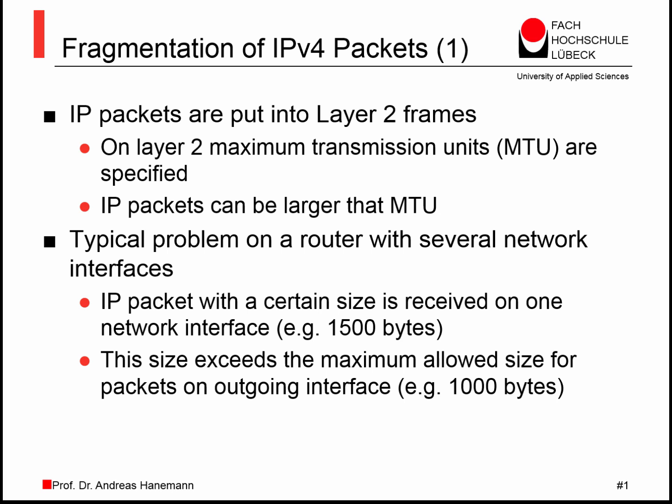However, IP packets can be larger than this, because the IP header length field even allows sizes larger than 65,000 bytes. This size problem can occur on the original source of an IP packet, but also on routers in the network. Here an example is given where a router has to cope with different MTU values on different interfaces.